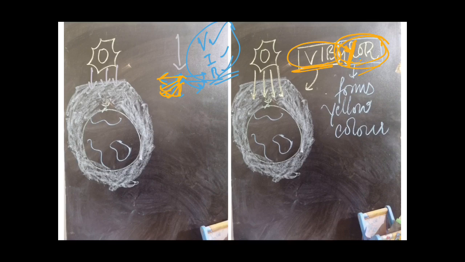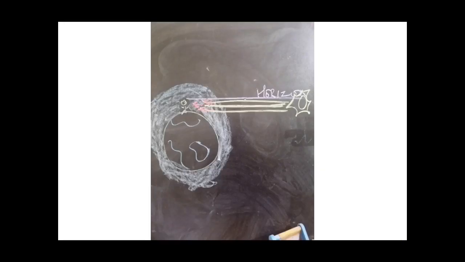So that's why when it comes downwards, the blue color is scattered all around. Only the four colors are left and form yellow color according to the observer, right? Okay, understood? Now why do we see the red color of the sun at sunset, or during sunrise also?